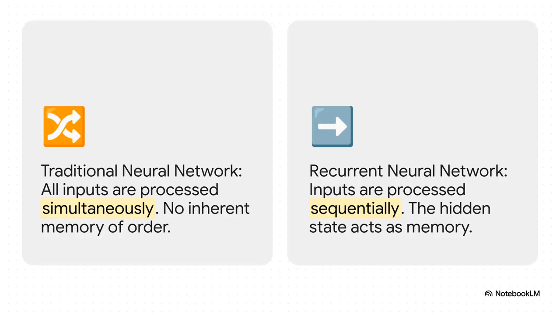And this right here is a massive shift in how we think about processing information. A standard neural network gets all its data at once, kind of like looking at a photograph. It sees the whole picture in an instant. But an RNN works sequentially, one piece at a time, just like how you would read this sentence. For an RNN, the order of the data is everything.